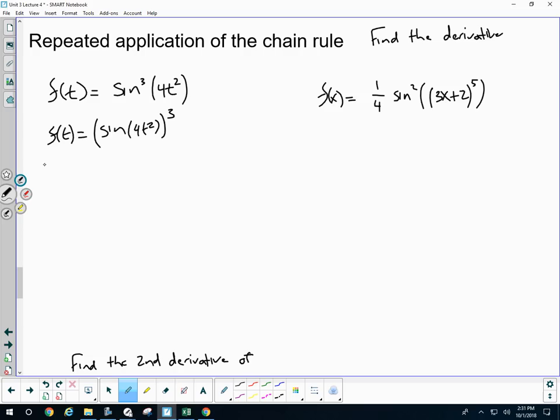Where we have an outside, a middle, and an inside. Well, when we have a composition, the derivative is just a product of the derivatives of the composed functions. So if I can just take the derivative of all of these pieces and multiply them together, I will have the correct derivative.